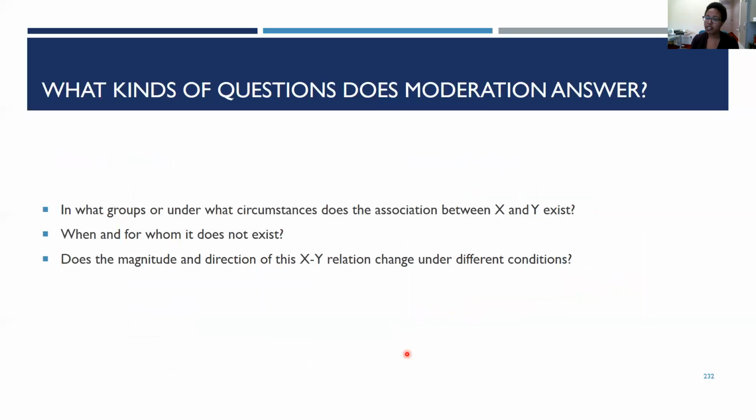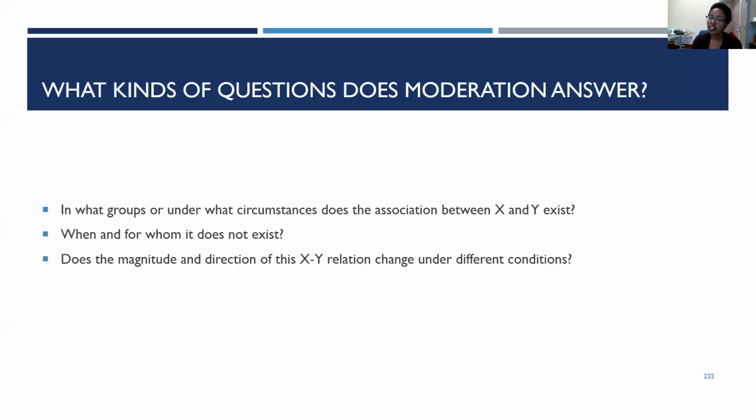All right, so for an official definition, moderation is the combined effect of two or more predictor variables on an outcome. So we can use both categorical and continuous variables in moderation, but I think it's easier to understand it with the categorical first, so that's why we're starting with the categorical one. So what kind of research questions can you answer with this? In what groups? What categories? Under what circumstances does an association between X and Y exist? Another way to say that is when and for whom does it exist and does it not exist, right? When does that relationship go away, and when is that relationship present?